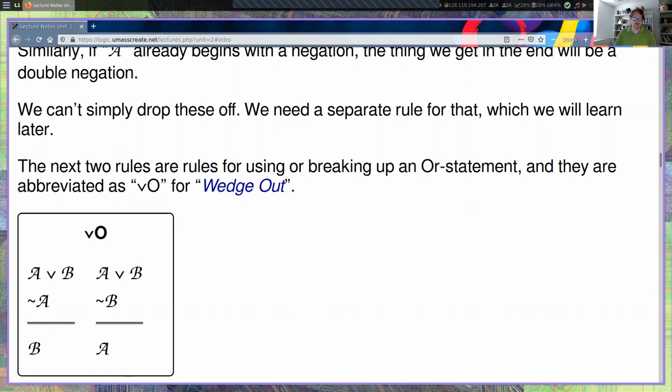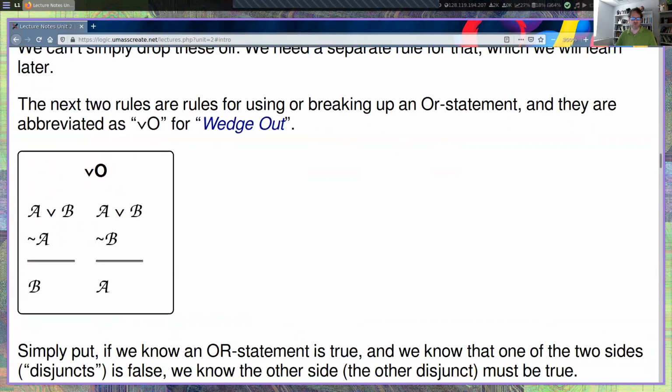We're going to learn one more rule today, or really two versions of this rule. Just like there are two versions of arrow out, there are two versions of the next rule we're going to talk about. This rule is called wedge out, or out, and it's a rule for using or breaking up an or statement. If I know A or B is true, but I know not A, I know B has to be true. The other version goes like this. If I know A or B is true, and I know B is false, then A has to be true. If I know an or statement, and I know one of the two sides is false, the other side has to be true. That's called wedge out.